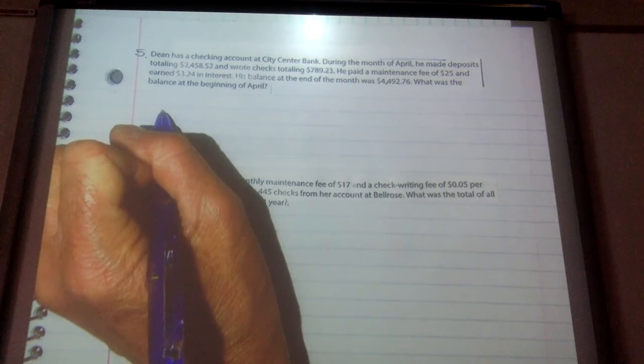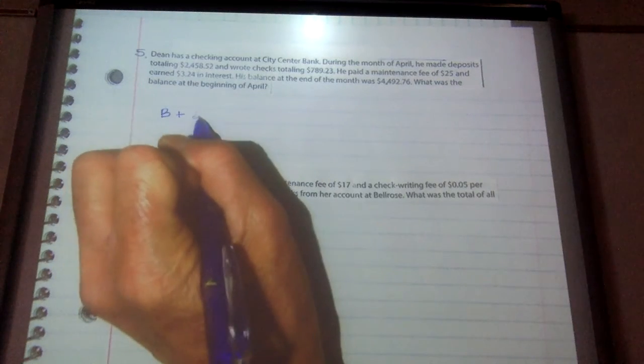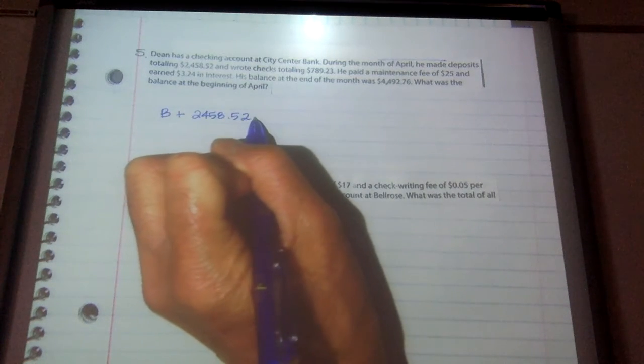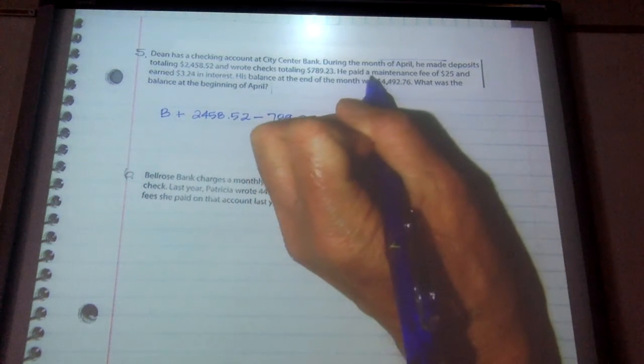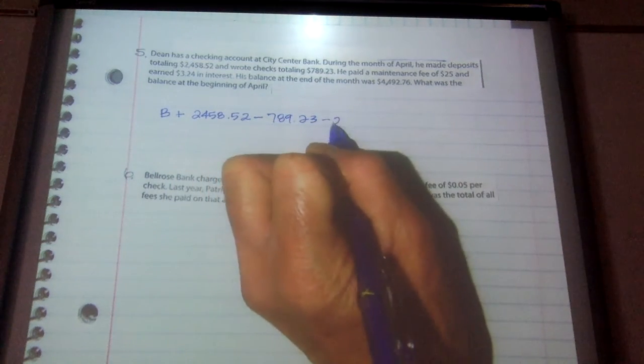All right. Number 5. Dean has a checking account. During the month of April, he made deposits. So deposits are additions, right? Let's see if it gives his balance. It doesn't. So I have whatever my balance was. Doesn't say. He made deposits of $2,458.52. He wrote checks. Remember when we write checks, that comes out of our account, so $789.23. He paid a maintenance fee, so that's a minus.